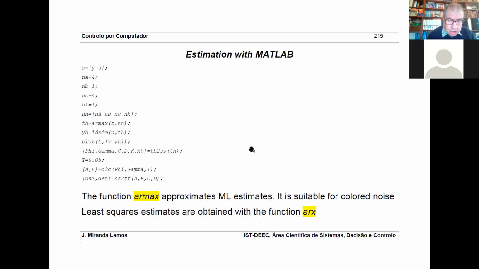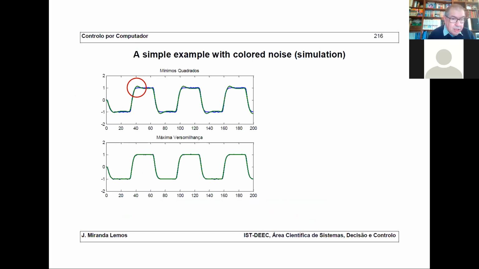Okay? So now let's discuss two examples. One of the examples is very simple. The other example is tightly related to your work. In this case, I have colored noise. It's a second order system. I didn't write the equations here, but it's a second order system, and it has colored noise.